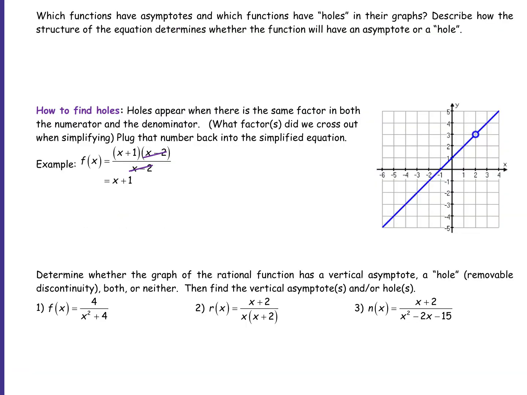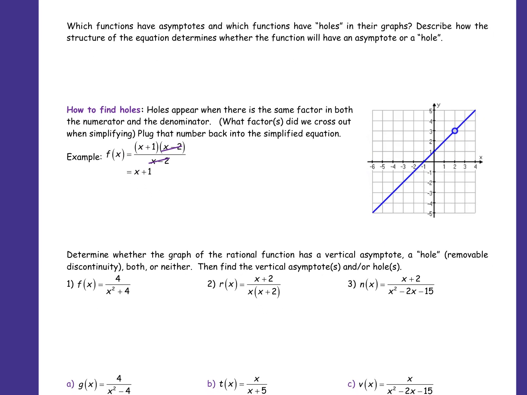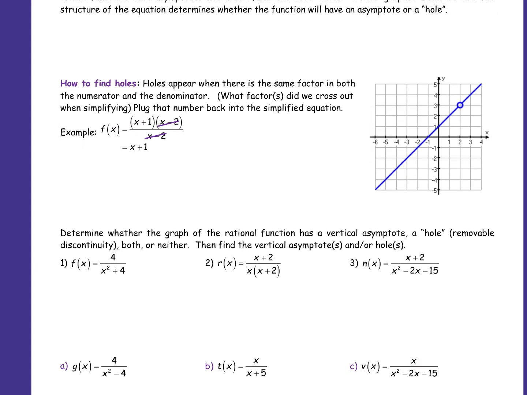Oh, actually, they wanted you to describe what functions have asymptotes and which functions have holes. We just kind of talked about that, so we're going to skip that question a little bit. And we're going to talk about how to find holes. Holes appear when there's the same factor in both the numerator and the denominator. So all the rest of them, we canceled stuff out. You can see we canceled the x minus 2 and x minus 2 out in my example. What factors did we cross out when simplifying? Plug that number back into the simplified equation. So how do I find out where that hole is actually located?